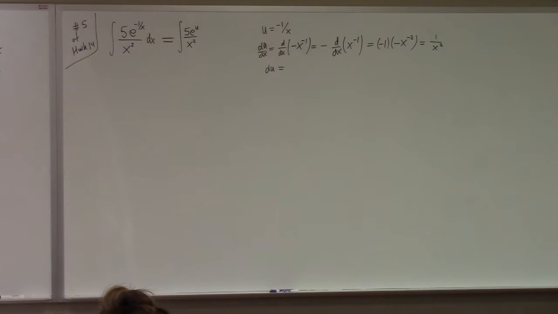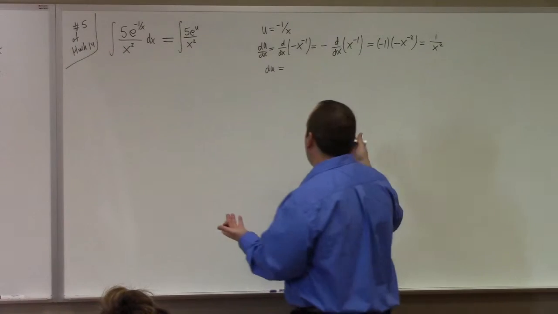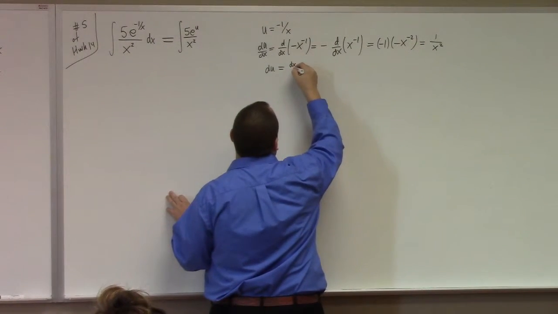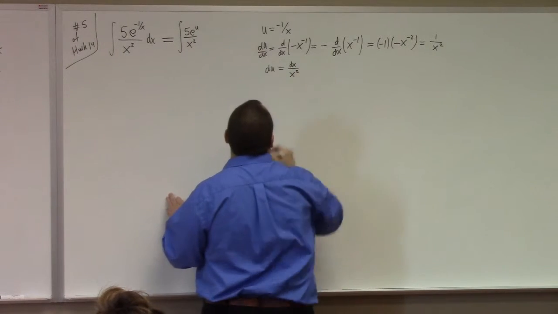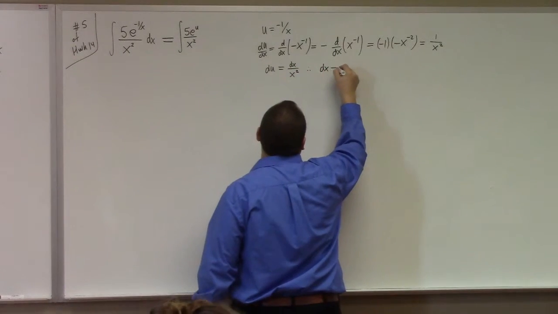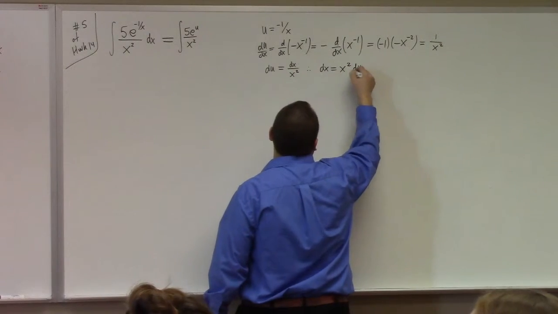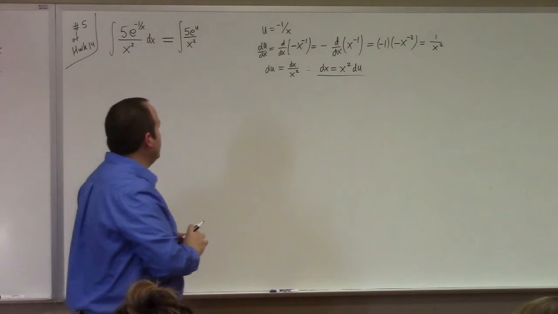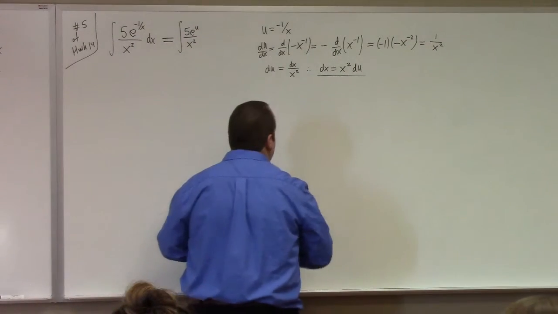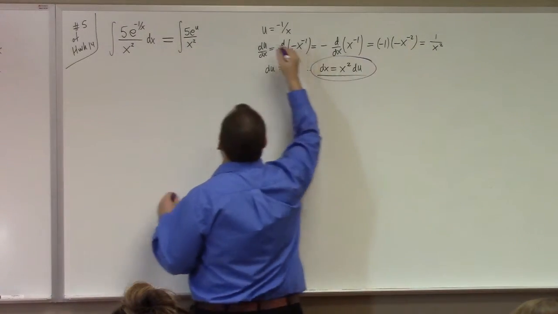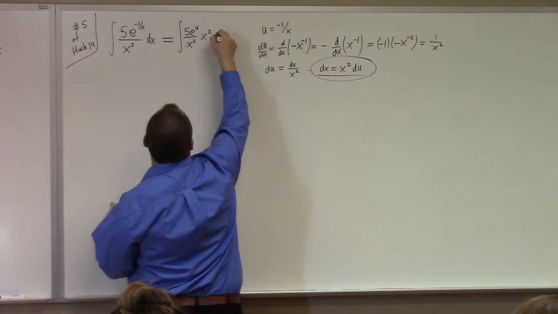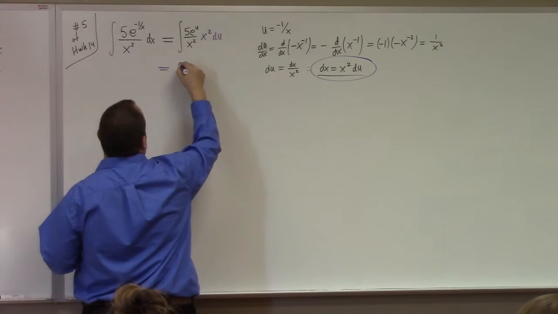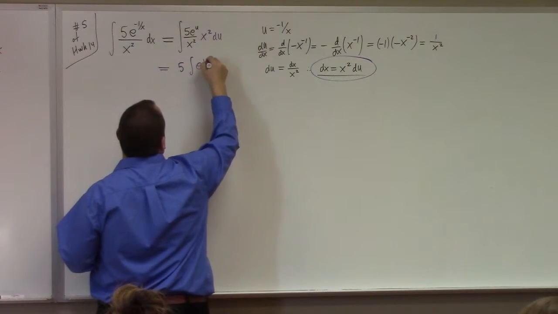So the point is, once we see through the differentiation of minus 1 over x, we just have du is dx over x squared, right? So therefore, dx is equal to x squared du. Which is pretty awesome, because then we can substitute that in, right? Plug that into the integral, and we get x squared times du. And what happens? The x squareds cancel, and we're left with 5 times the integral of e to the u du.